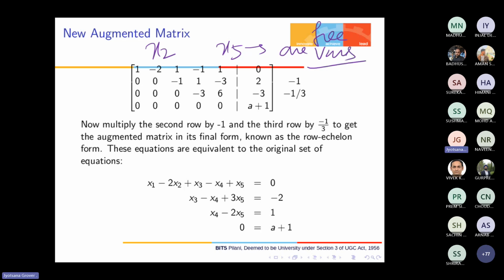You understood? Just explain this one once again. X2 and X5. X2 we got, X5. Why not X3, ma'am? Why not X3? X3 corresponds to this column. And in this column, what is the leading entry of row 2? It is -1, because this is the first non-zero entry of row 2. And this column is X3. It contains the leading entry of row 2, so that's why it cannot be considered a free variable.